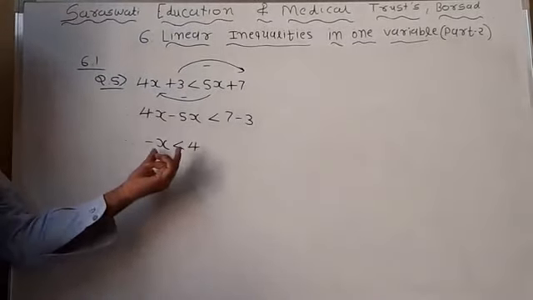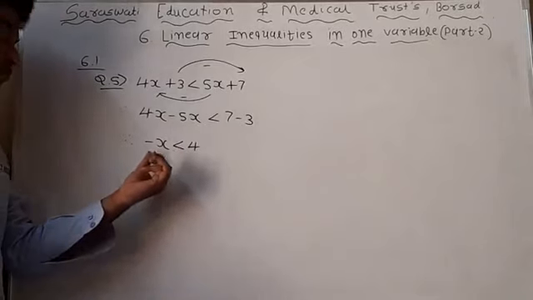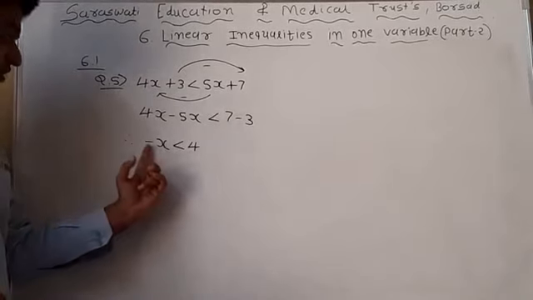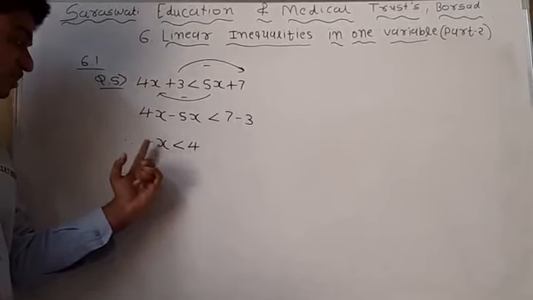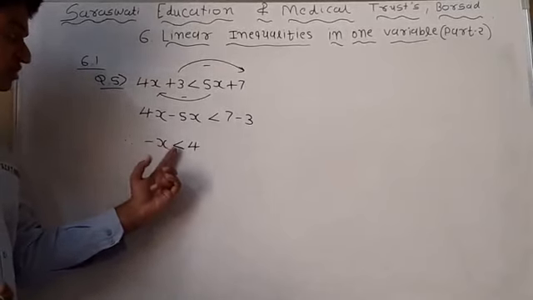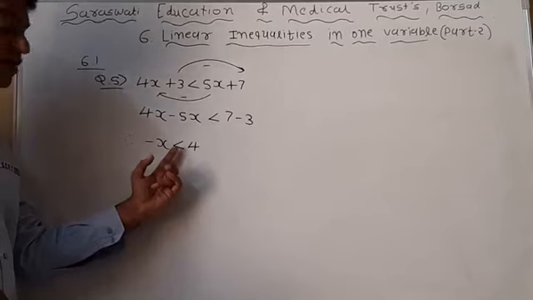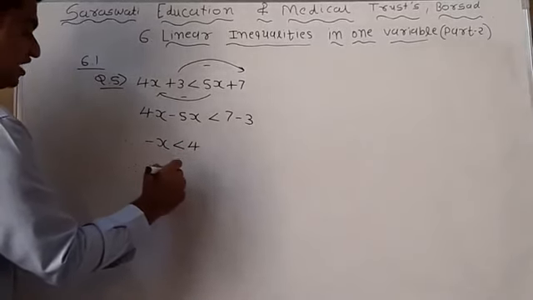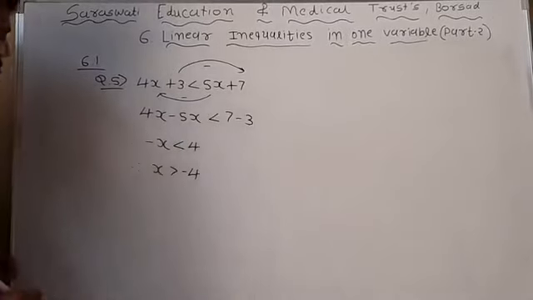Now again, here remove this minus sign. So multiply by the minus sign on both sides. But here the minus sign is present outside of the variable, so here change the inequality. Here less than is replaced by the greater than form. So x greater than minus 4.